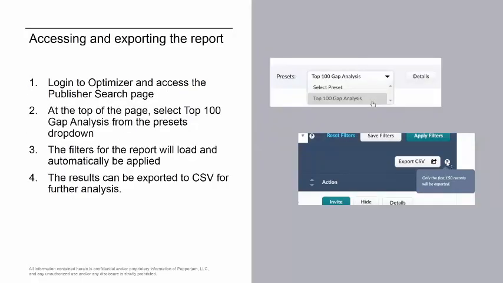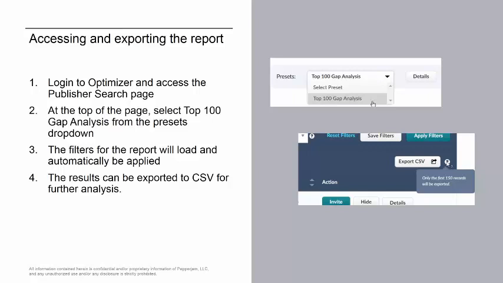We've made accessing this report super simple. If you've been in Optimizer recently, you may have noticed a new skinny grayish blue bar at the top of the publisher's search page. Within that bar is a presets dropdown, and within that dropdown is the Top 100 Gap Analysis Report. All you need to do is select it from the dropdown. Optimizer will set and apply filter and sort states automatically to give you the Top 100 Gap Analysis Report.